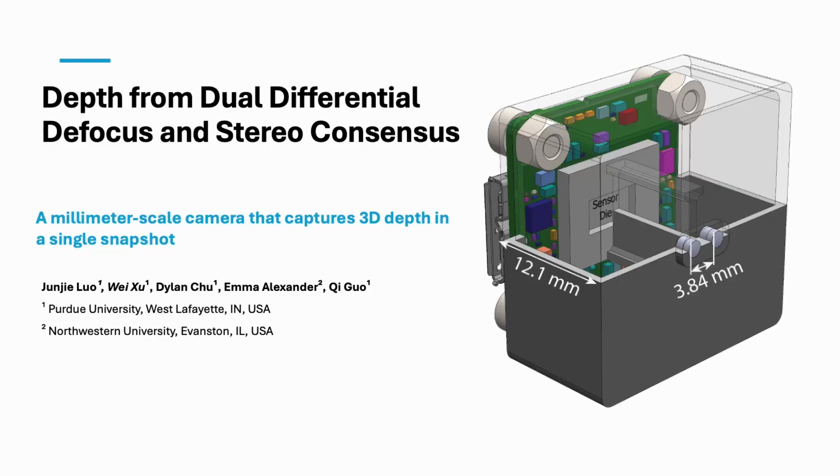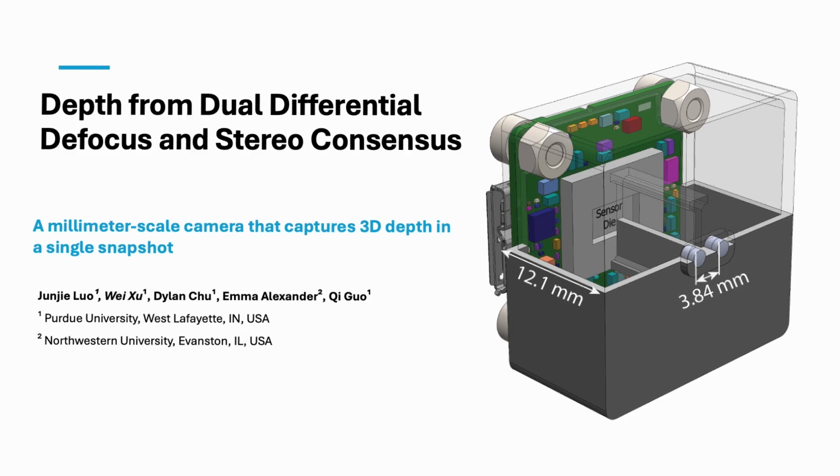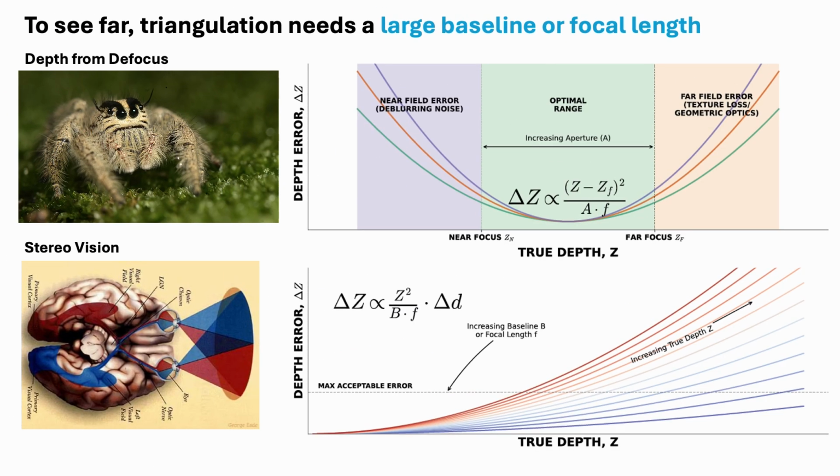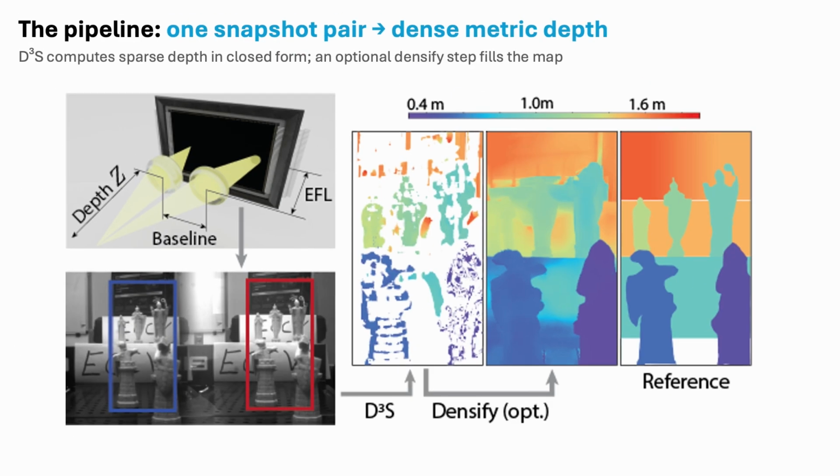This is D3S, a millimeter scale camera that captures accurate 3D depth in a single snapshot. Passive depth sensing has a trade-off problem. To see far, triangulation needs a large baseline or focal length. That's why depth cameras are bricks. We broke that. One snapshot gives two views with different focus, and one closed-form equation turns them into sparse metric depths.